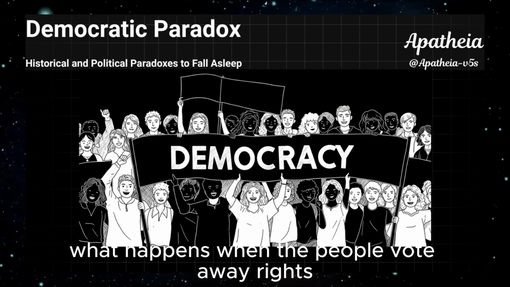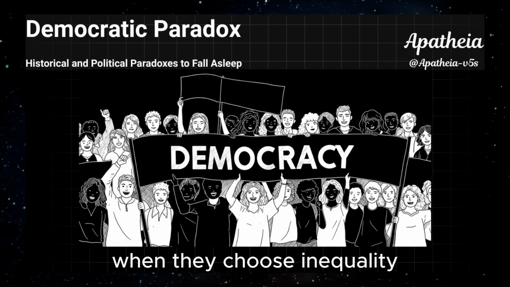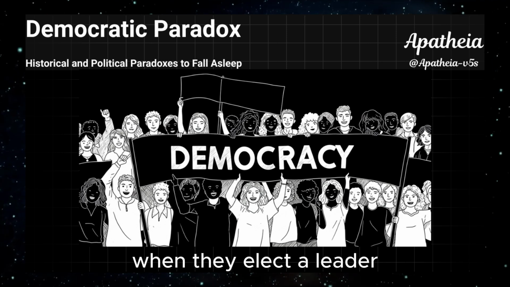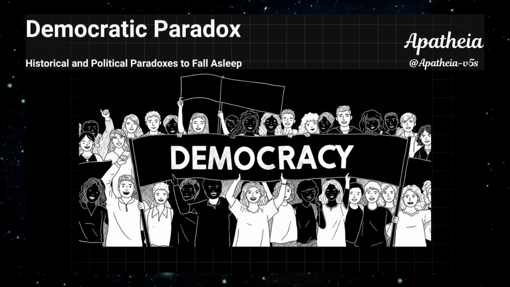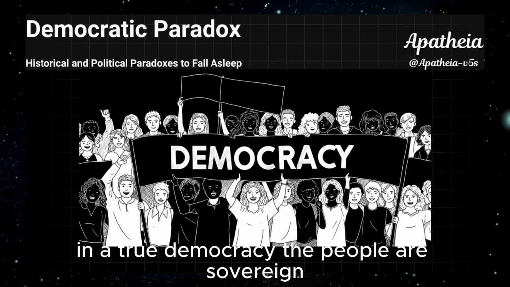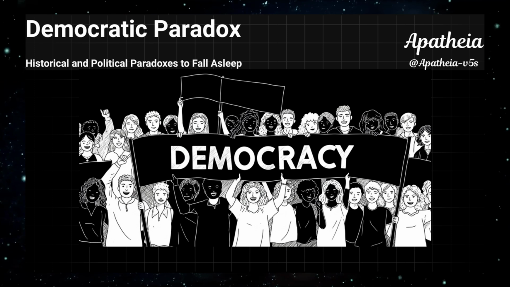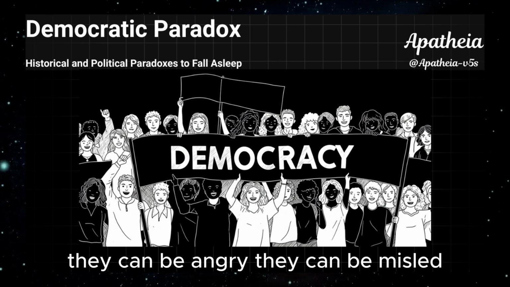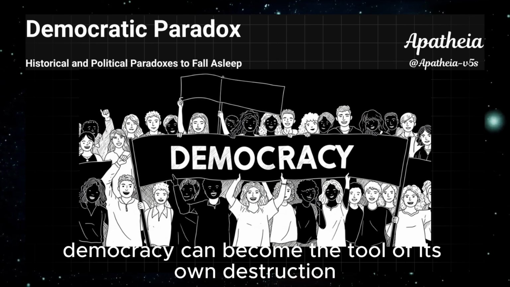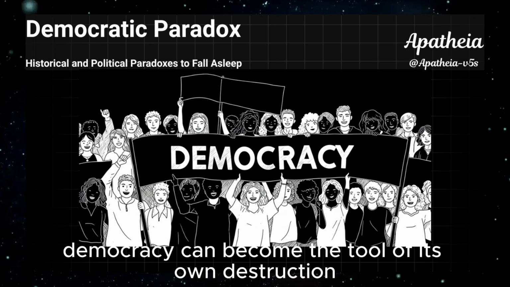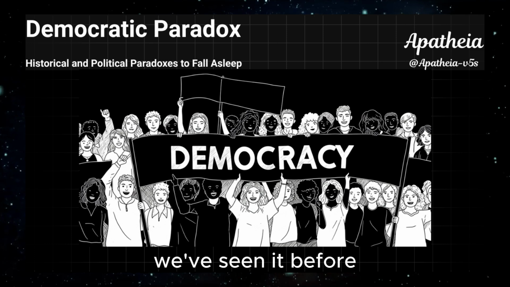What happens when the people vote away rights? When they choose inequality? When they elect a leader who doesn't believe in the very system that allowed him to rise? In a true democracy, the people are sovereign. But people are not perfect. They can be angry, they can be misled, and in those moments, democracy can become the tool of its own destruction. We've seen it before.